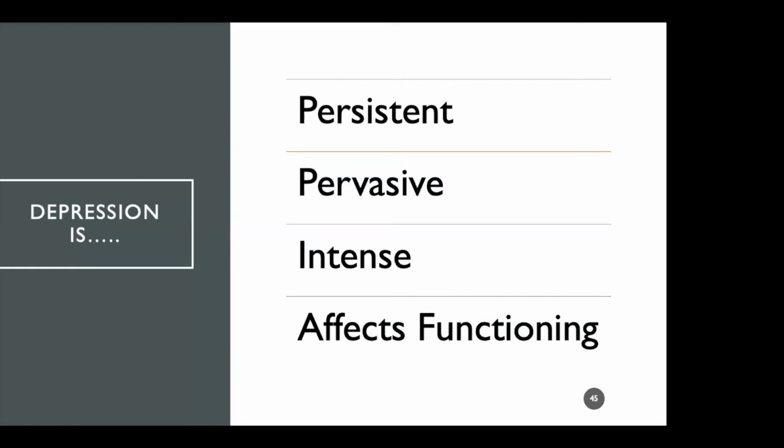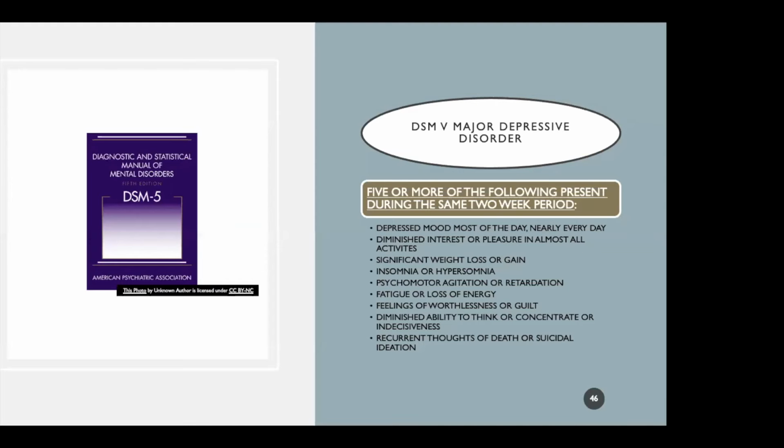Next slide. Depression is persistent, pervasive. That means it affects all areas of your life. It's very intense in terms of its severity, and it affects all areas of your functioning. Next slide. And here is the DSM-5 criteria for depression. You need to have 5 or more of the following present for you to have what we call depression.